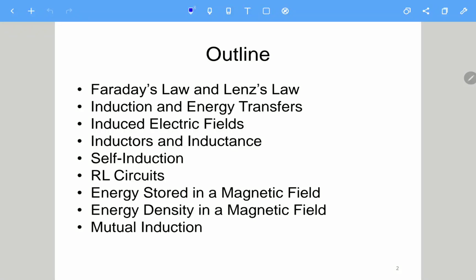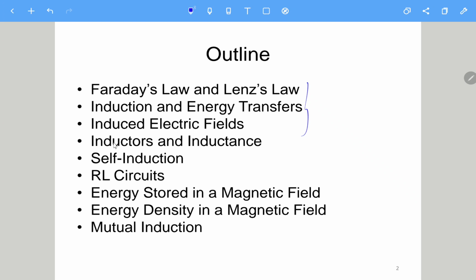Okay, so this is the outline of chapter 30. First of all, we will introduce Faraday's law and Lenz's law. And then we'll talk about the induction and energy transfer, and then the induced electric field. All of them are about Faraday's law.